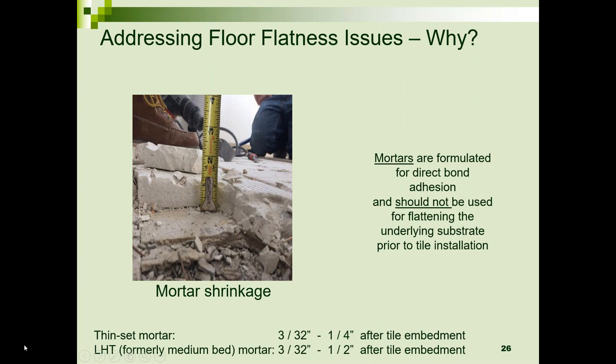Mortars have an ideal thickness after tile embedment. It's your standard thin set, meaning for a 12 by 12 tile, generally after embedment, that mortar is typically maximum 1/4 inch thick. For large format tile, LHT, large and heavy tile, generally after tile embedment, mortars are formulated to be a maximum 1/2 inch thick. If you apply mortar excessively thick, as we see in the picture, an inch thick mortar application, you can have problems with mortar shrinkage, damaging the tile.